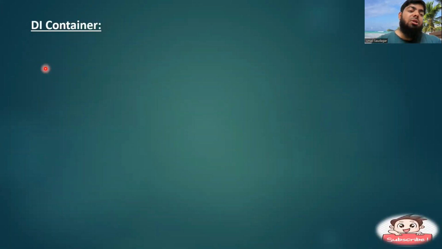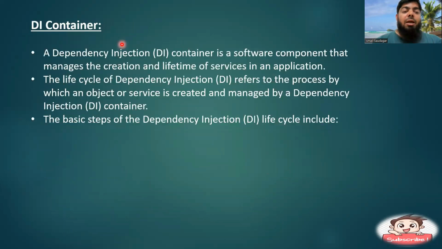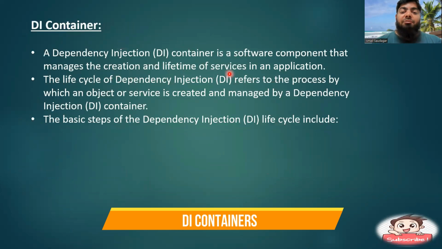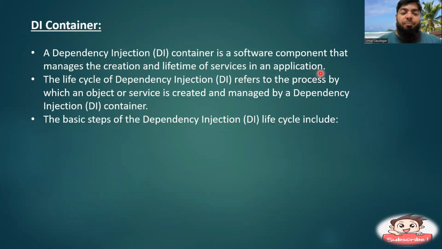Now we'll discuss what a dependency injection container is. A dependency injection container is a software component that manages the creation and lifetime of services in an application. Here services stands for objects. The life cycle of dependency injection refers to the process by which an object or service is created and managed by a dependency injection container. The life cycle means, when we create an object, the object is alive and it will be there for a particular time. This time from the creation to the disposal is called the life cycle of the object.